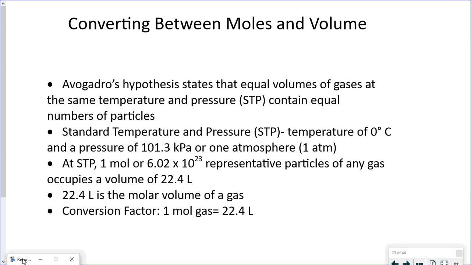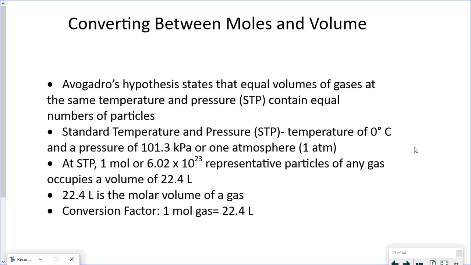atoms, Avogadro's hypothesis states that equal volumes of gases at the same temperature and pressure, what we call STP, is going to contain an equal number of particles. So anytime you see that STP, or standard temperature and pressure, that means that we're at a temperature of 0 degrees Celsius and a pressure of 101.3 kPa, or 1 atmosphere.